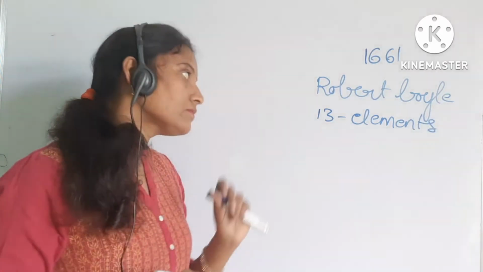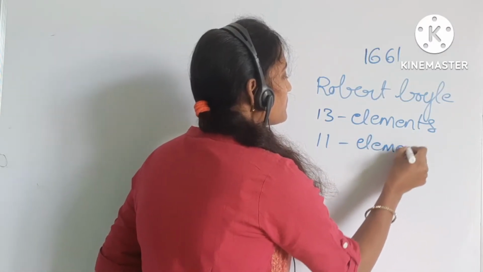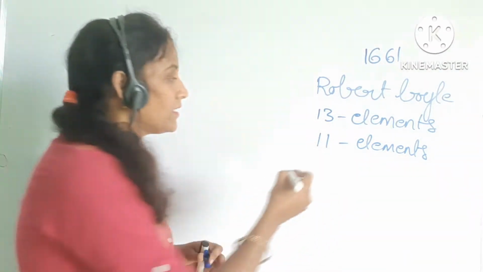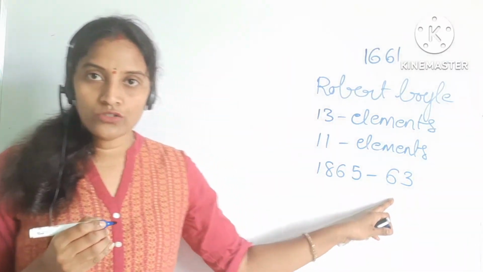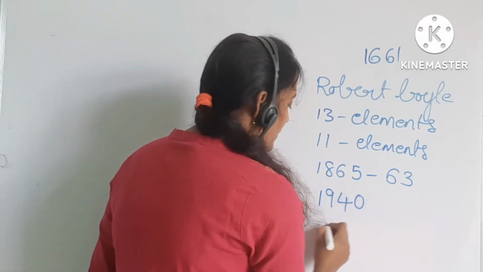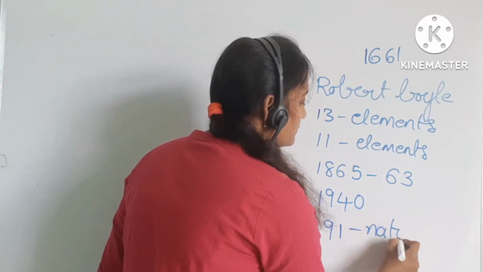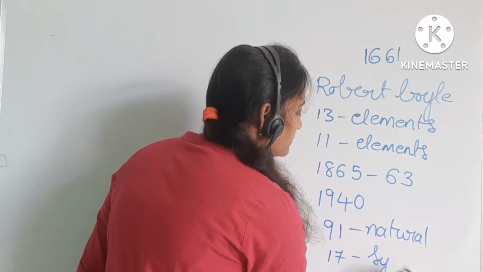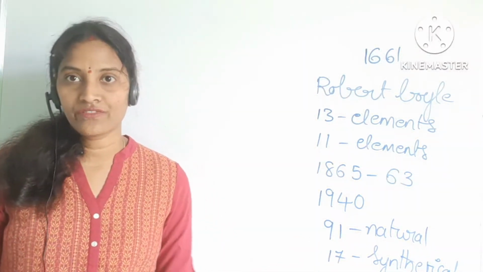After Robert Boyle, at Lavoisier's time, 11 more elements were found. After Lavoisier, in the year 1865, another 63 elements were found. After 1865, by 1940, approximately 91 elements from natural sources and 17 elements that were synthetically discovered, or man-made or artificial elements.